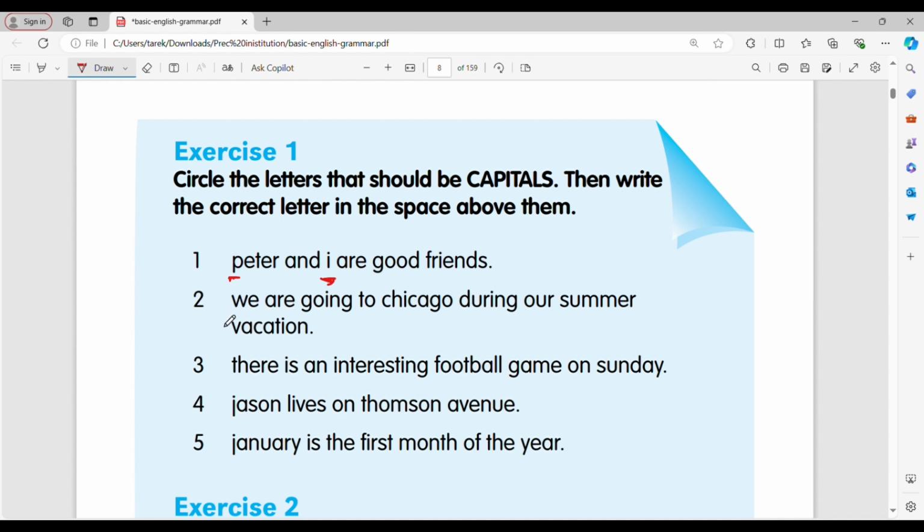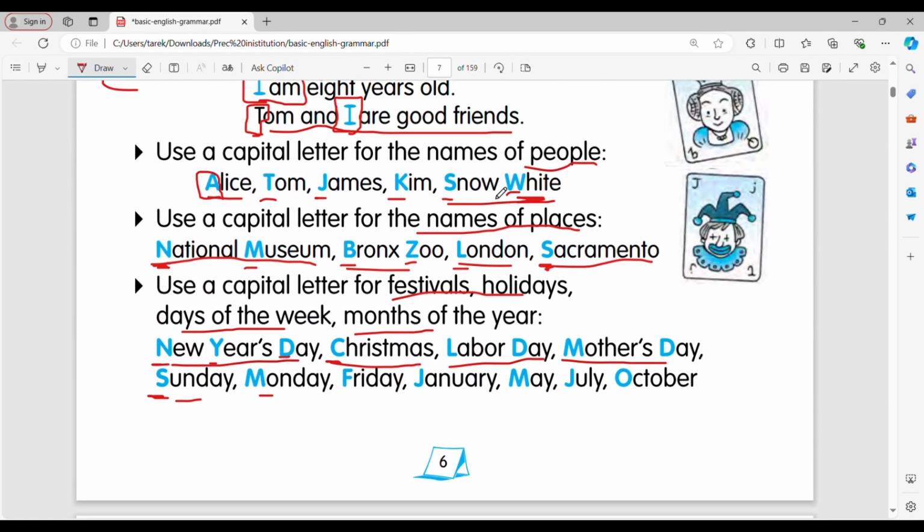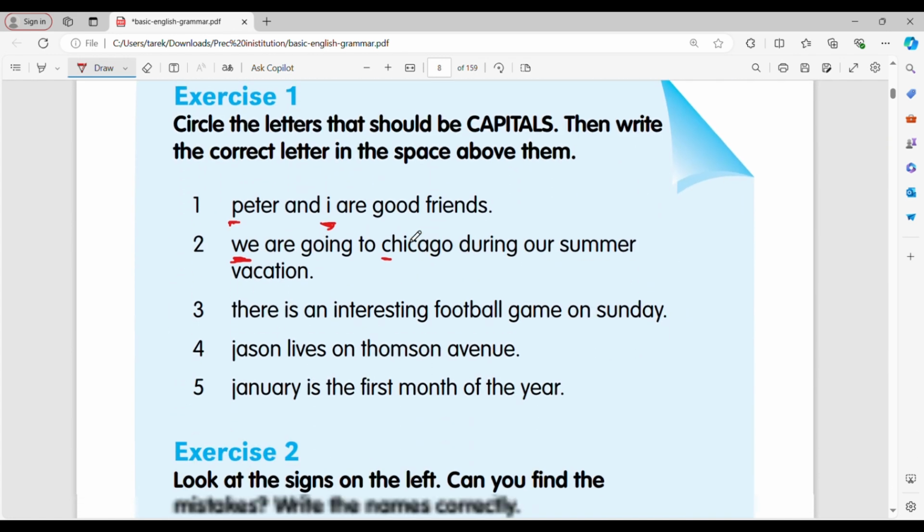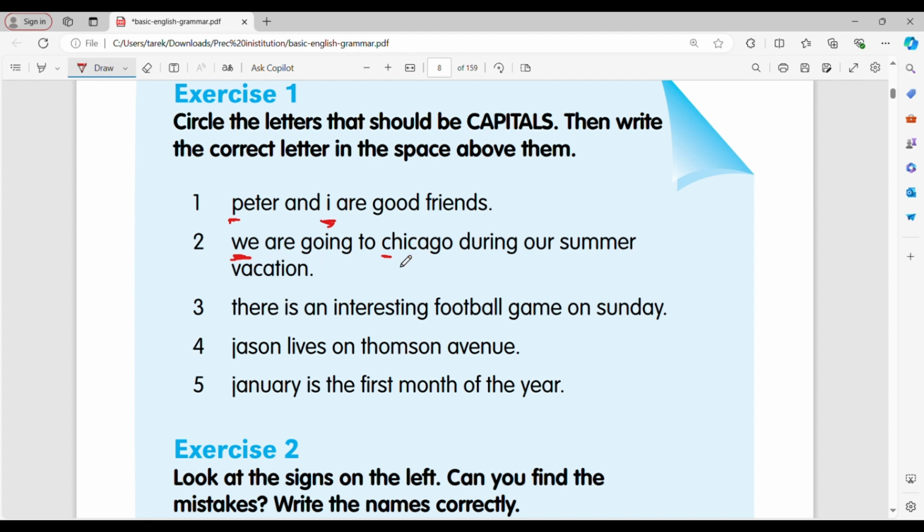Second one we have is we are going to Chicago during our summer vacation. So we are, the W in here, we should capitalize it. Going to Chicago. C should be capital because Chicago is a place. Like in here we saw before London, National Museum. For any names of places, we are just gonna put a capital letter at the beginning. Okay, so we are going to Chicago during our summer vacation. S in summer also.